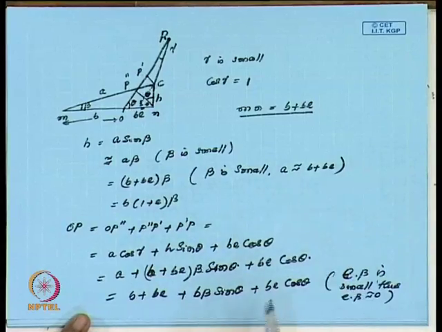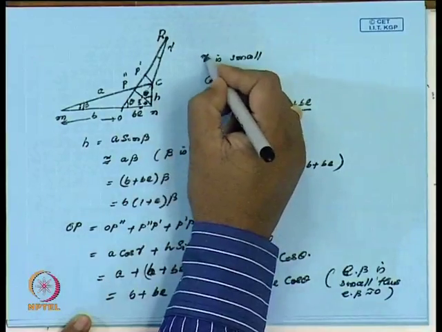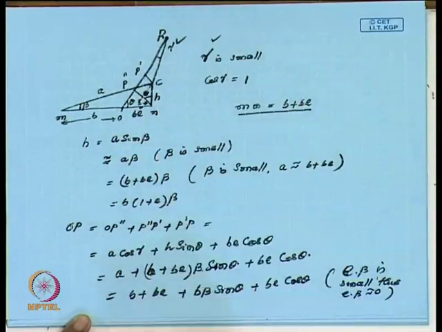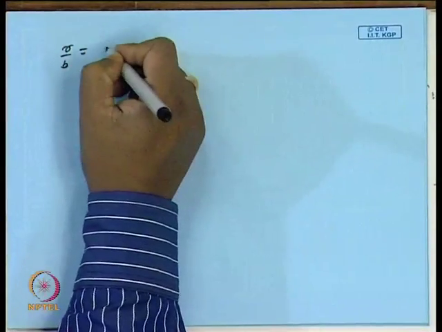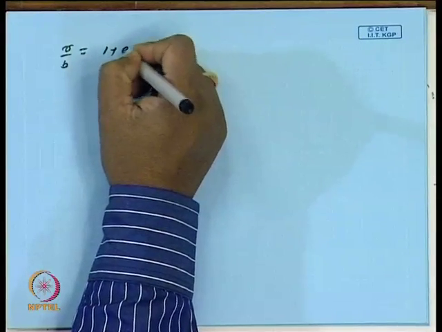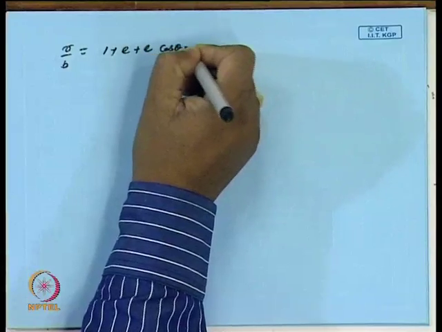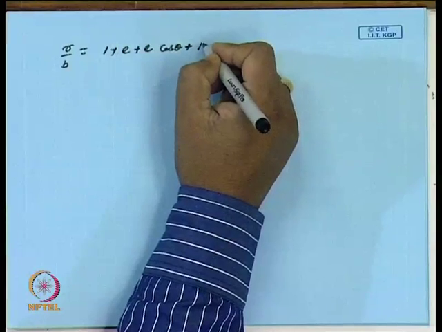And what is OP? OP is nothing but R, this is the angle gamma, and OP is R. So, R is equal to this. If this is the case, then what will we get? Then we get R by B is equal to 1 plus E, plus E cos theta plus beta sin theta.